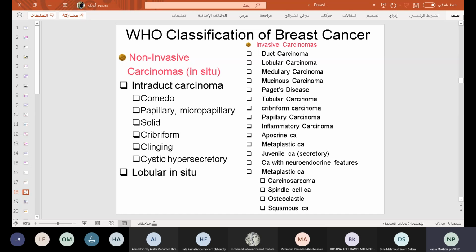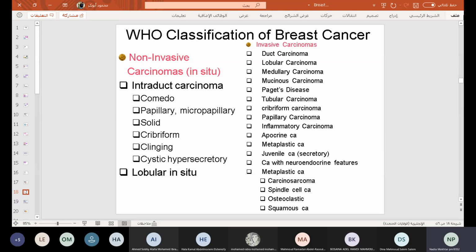If we remember, the breast is formed of two components. The secretory component, the lobules, and the conveying system, the ductal. But unfortunately, the tumors that arise from the ductal system are far more frequent than those that develop from the lobules. So intraductal, ductal carcinoma in situ, and lobular carcinoma in situ. These are the two non-invasive or carcinomas in situ.